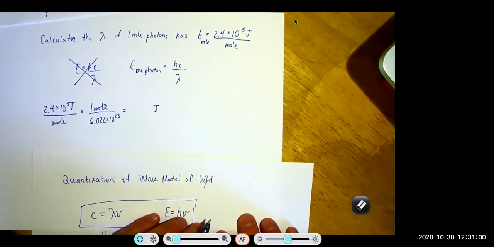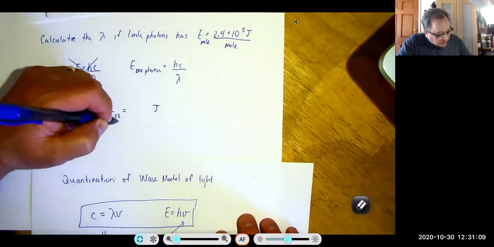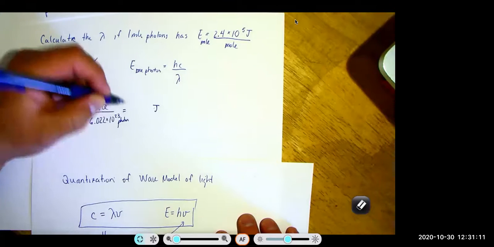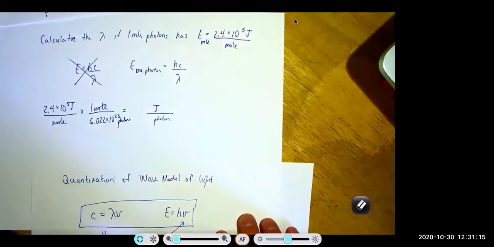Is that going to be joules per photon? Yeah, joule per photon. Okay.